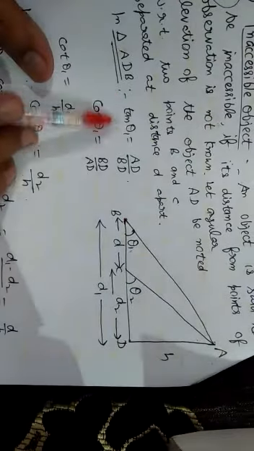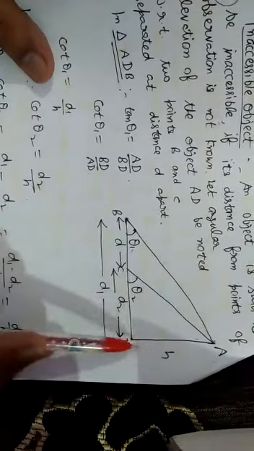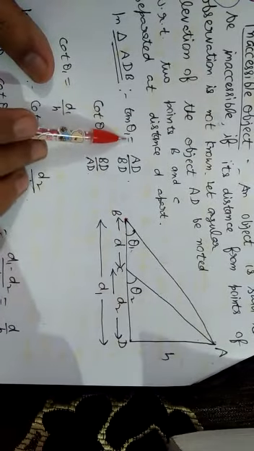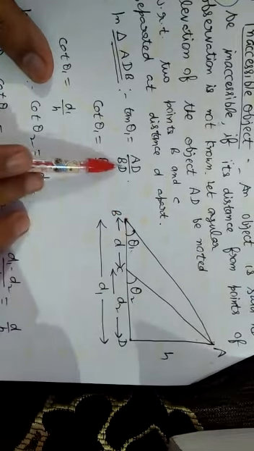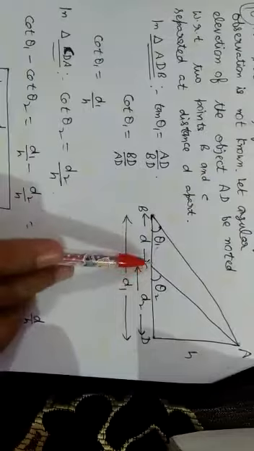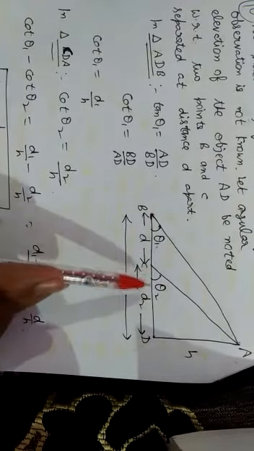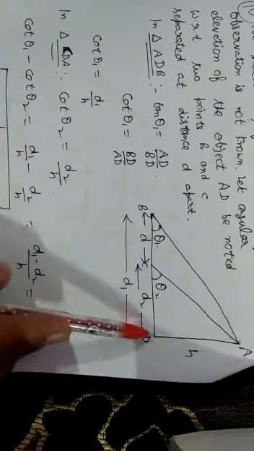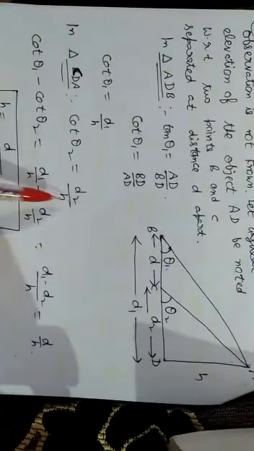In right angle triangle ADB, triangle is A, D and B. Tan theta 1, perpendicular over base, AD over BD, or find out cot theta 1. Cot theta 1 means reciprocal of tan theta 1. Do reciprocal, BD upon AD, or BD means D1, AD means H. This is cot theta 1. Second right angle triangle is CDA. Find out here again cot theta 2. Base over perpendicular, D2 over H.